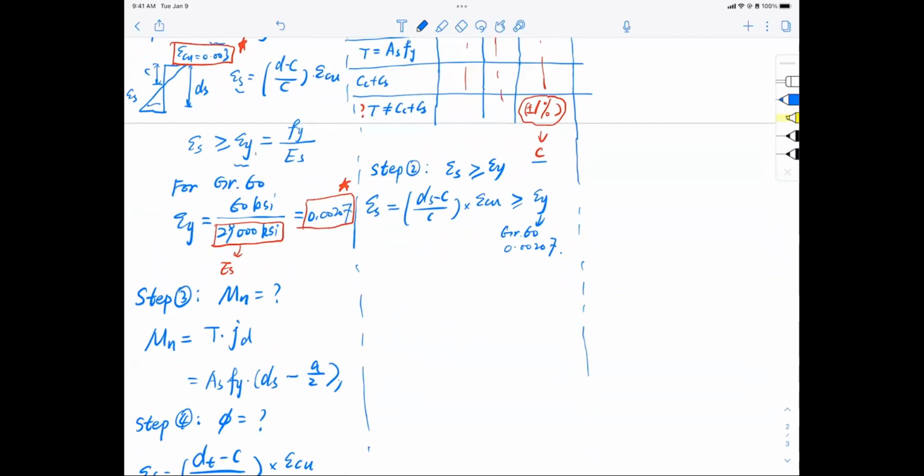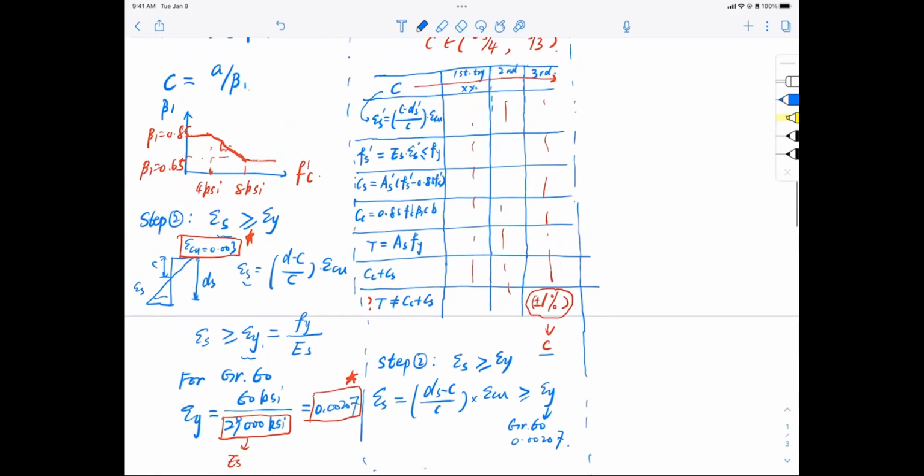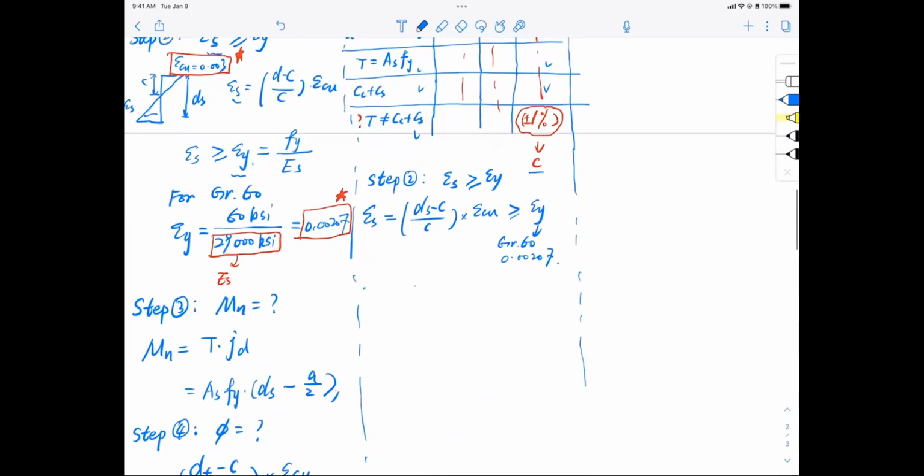And once you have that, oh, happy faces, you say, okay, look, once I have the strain in the steel epsilon S, since I have computed all this nice little bit right here, my last column, I have computed all that. I just have to find my moment. Find my moment. And my MN, miraculously, it's easy.